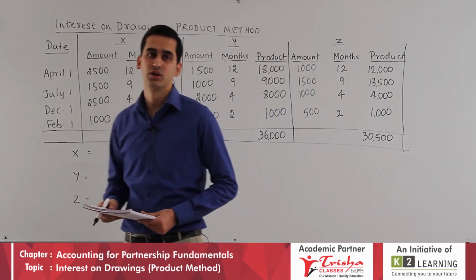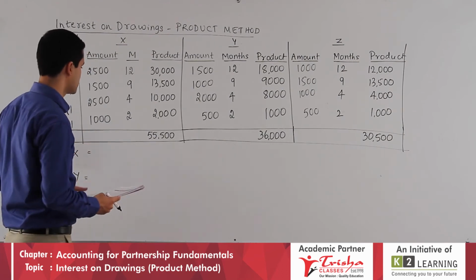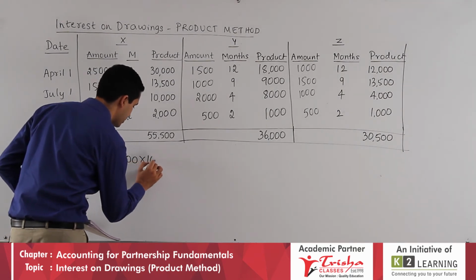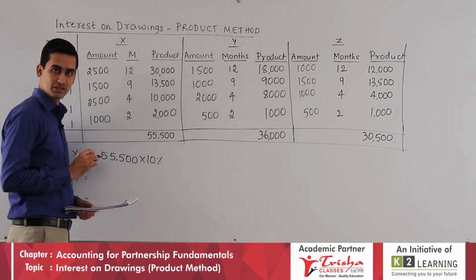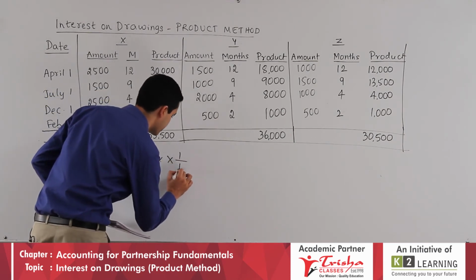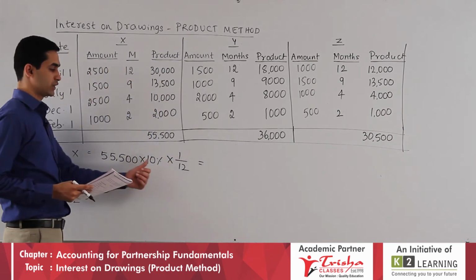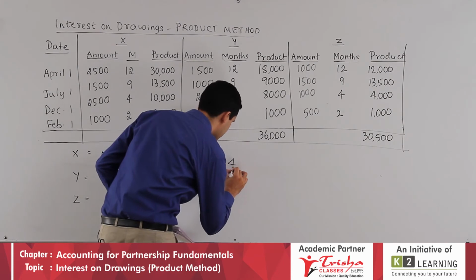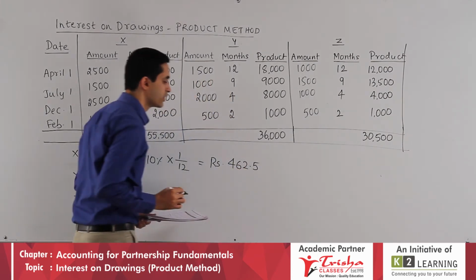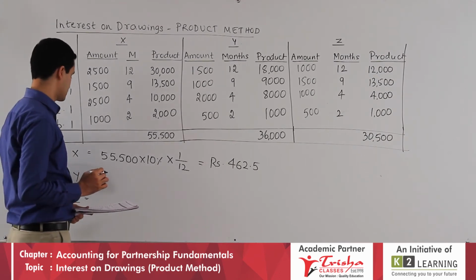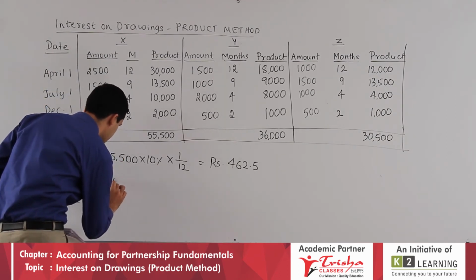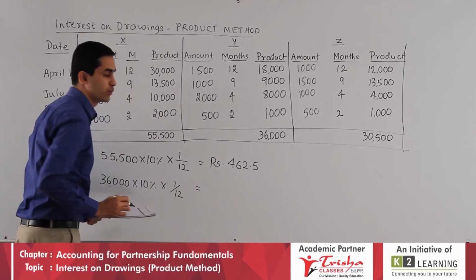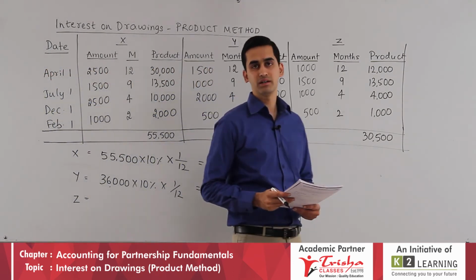Next is calculation of interest on drawings. For X, interest will be 55,500 multiplied by 10%, which is the rate of interest on drawings given in the question. Under product method, I have to do total products into interest rate into 1 divided by 12. This amount comes to 462.5. Same way I have to calculate for Mr. Y, that is 36,000 multiplied by 10% into 1 divided by 12. This comes to rupees 300.